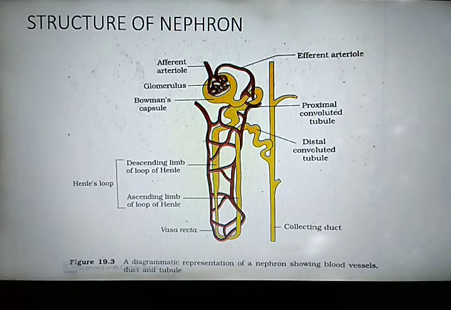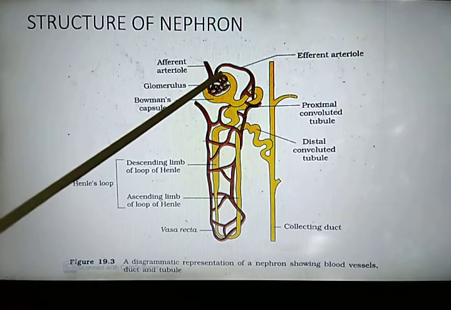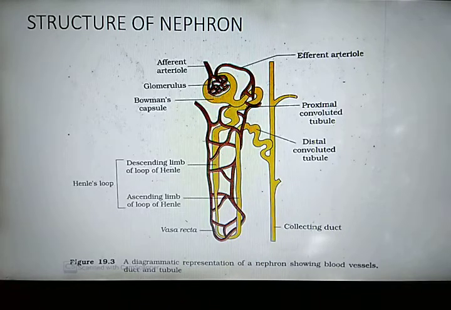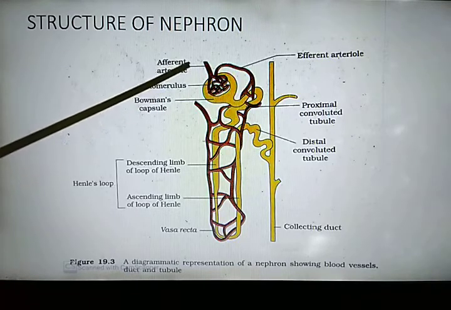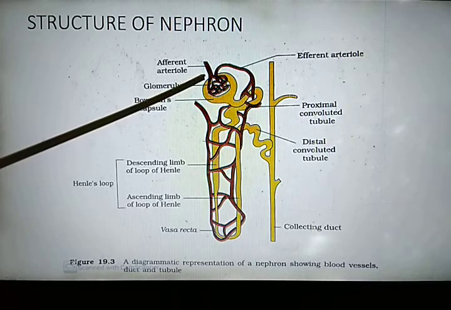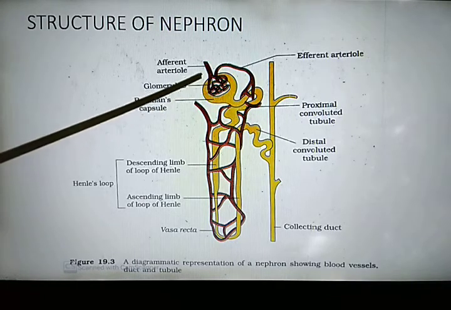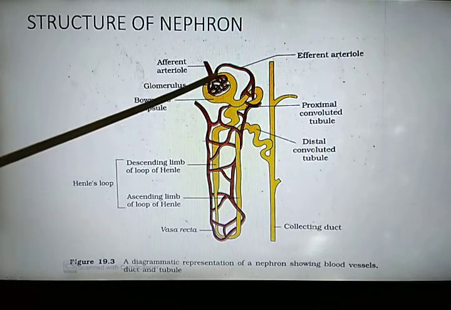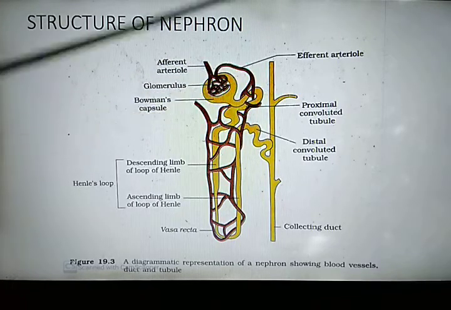Now we will study in detail about the structure of nephron. Each nephron has two parts, glomerulus and renal tubule. First of all, glomerulus. Glomerulus is a tuft of capillaries formed by the afferent arteriole, which is a fine branch of renal artery. Blood enters the glomerulus through an afferent arteriole and leaves it through an efferent arteriole.